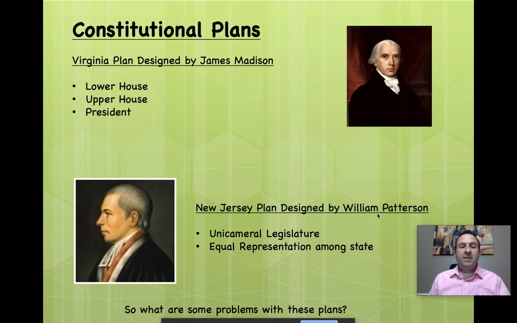Now, what's the issue with this? Because the House is elected by the people based on population. So what is the problem here? If the House of Representatives is elected by the people based on population, and then the House votes on the Senate, and then the House and Senate vote on the president, it gives big states, like Virginia, his home state, a lot of power. So if you're a small state like Maine or Vermont or Rhode Island, you hate this plan because it gives you basically no voice in government and gives all the power to big states like Virginia.